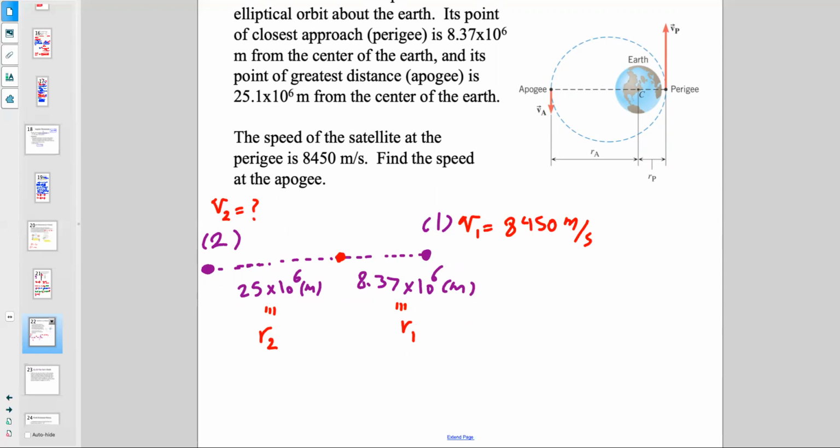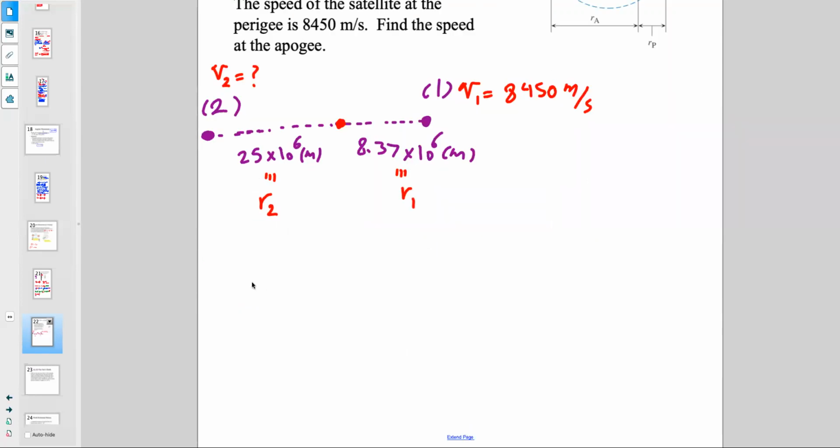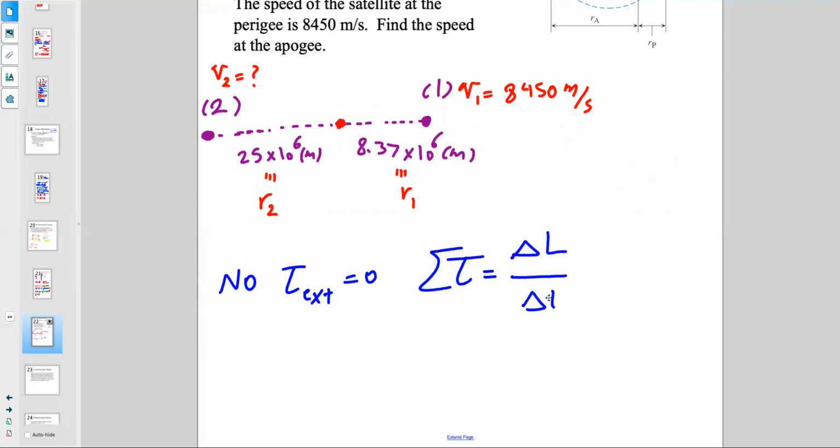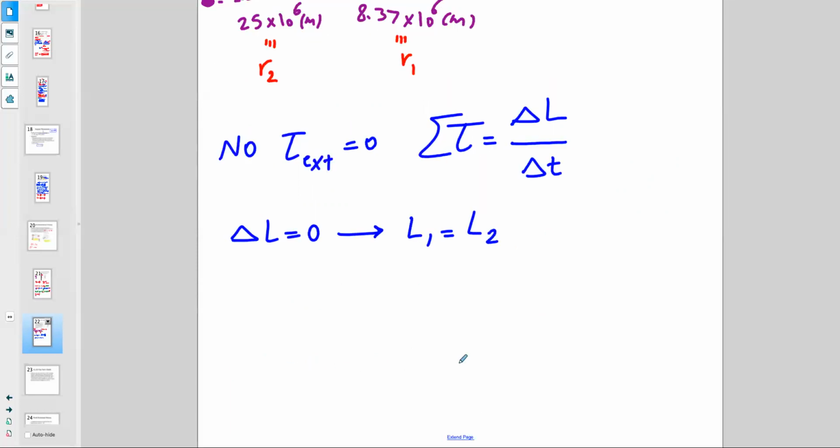Okay, so we know that there is no external torque. So no external torque is acting on the object, or the external torque is 0. If that's the case, we know that the torque is delta L over delta T. This means that delta L is 0, or L1 is equal to L2. We know what L is. L is I omega. So I1 omega 1 should be equal to I2 omega 2.